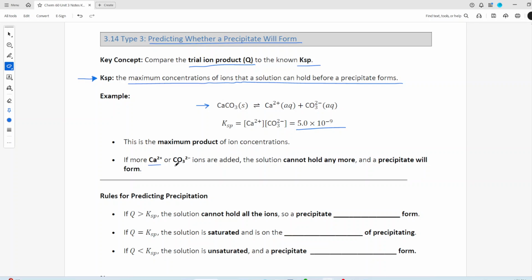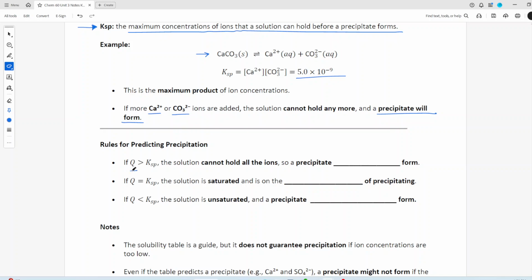If any more calcium or carbonate ions are added, the solution won't be able to hold them, so a precipitate will form. So KSP is your max amount of ions that can be held in solution before a precipitate forms. The rule is, if your Q value, your ion product constant, is greater than your KSP, the solution can't hold that amount of ions, so a precipitate will form. If Q is equal to KSP, you're saturated and on the verge of precipitating. Maybe a precipitate will start forming, but maybe not. You're right on that cusp. If the Q value is less than KSP, then the solution is unsaturated and a precipitate will not form.